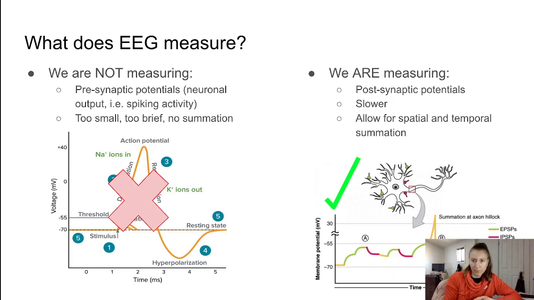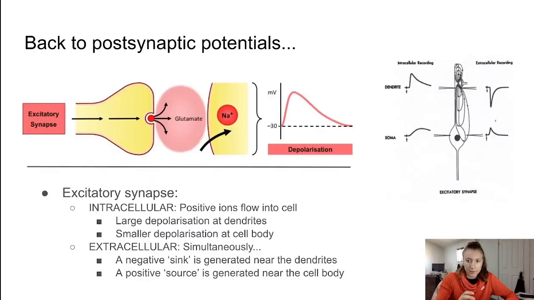However, we spoke about temporal and spatial summation in the last video, in which postsynaptic potentials can add together if they're occurring at the same time but at different locations, or in the same location but at different times. These also are a lot slower. So let's just revisit that concept now.